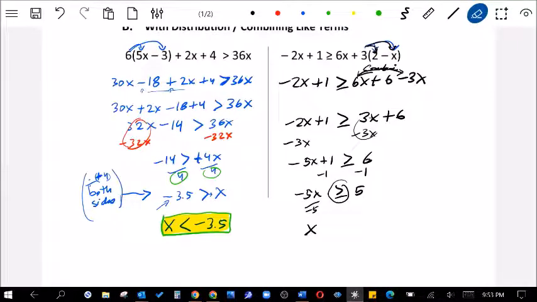And here I'm dividing by a negative 5. So 5 divided by 5 is 1. But with the negative, it makes it negative 1. So x is less than or equal to negative 1.